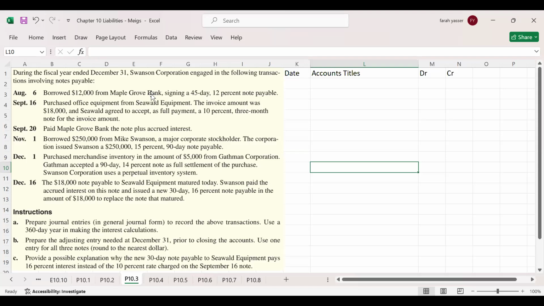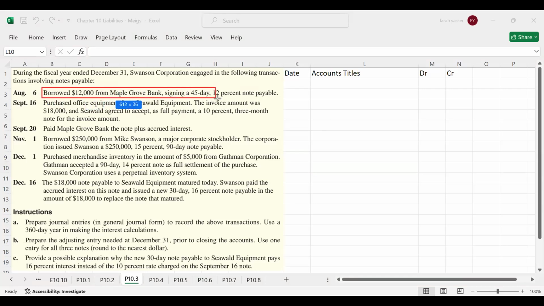Start preparing journal entries. So the first transaction is on August 6th. The company borrowed $12,000 from Maple Company, signing a 45 days 12% note payable. So this 12% represents the rate of interest. The entry would be on August 6. Year is not given, so just August 6.